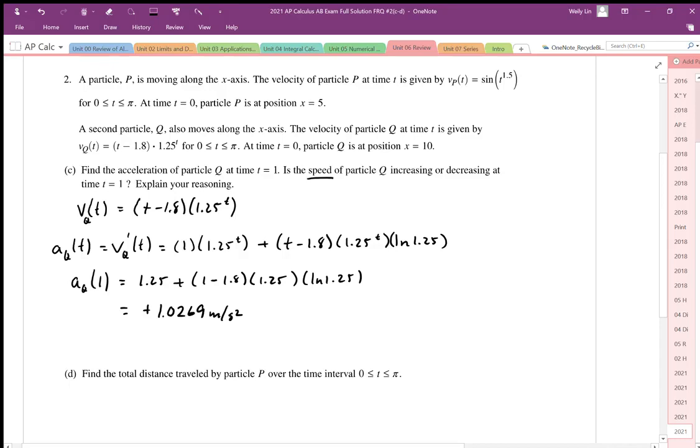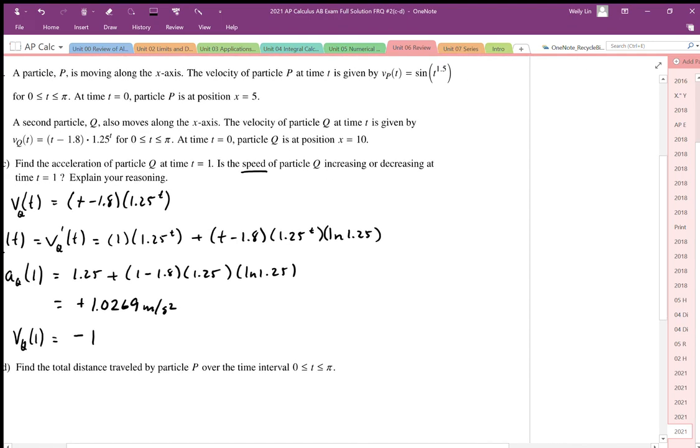Okay, so the second part of this asks, is the speed, and that's important, speed, okay, is the speed of the particle increasing or decreasing at t equals 1? Well, if we talked about velocity, we know the velocity is increasing because we have a positive acceleration. However, speed is slightly different. Okay, so speed, we need to know if the actual magnitude of the velocity is actually increasing or decreasing. For that, we need to know if the acceleration is working with the velocity or against the velocity. So we calculated in part B that v of q at t equals 1 is equal to -1.